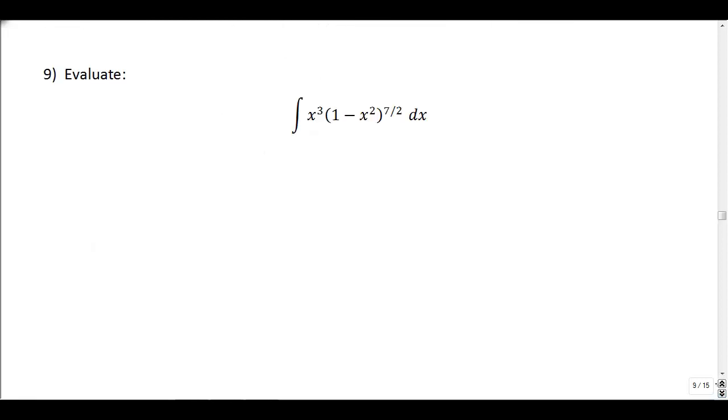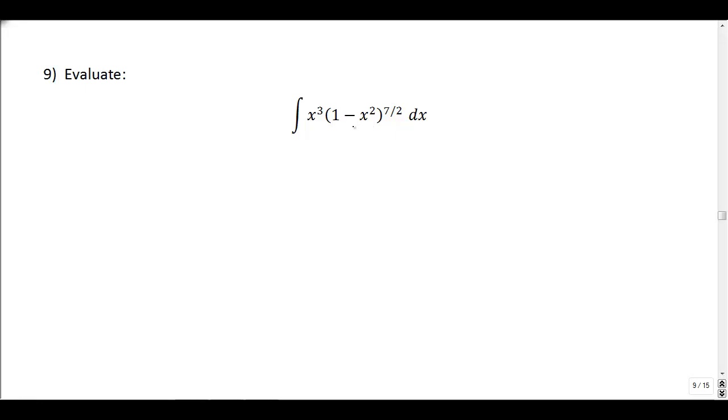So this one, we're going to do an antiderivative. We're doing x cubed times 1 minus x squared to the 7 halves here. Okay, I've got a couple things that I'm thinking about when I see this. One is, what if I let u equal 1 minus x squared? Can this be worked out somehow?